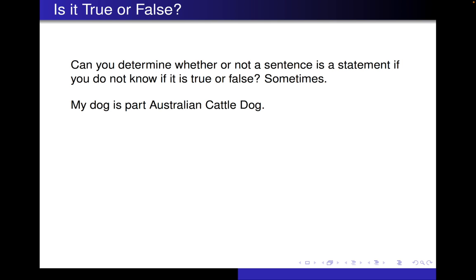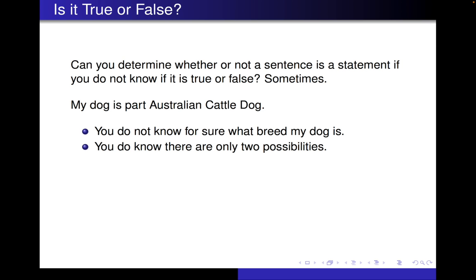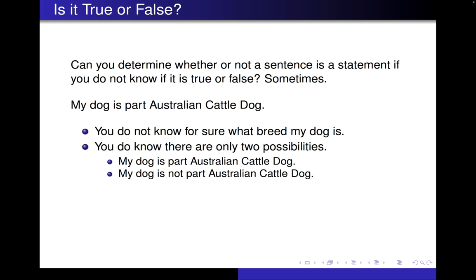Well, you have no idea whether my dog is part Australian cattle dog or not. You don't know what breed my dog is at all. However, you do know there are only two possibilities. Either my dog is part Australian Cattle Dog, or my dog is not part Australian Cattle Dog. In either case, that is going to be a statement. If my dog is part Australian Cattle Dog, that means it is going to be a true statement. If my dog is not part Australian Cattle Dog, that means it's a false statement. But in either case, the sentence is a statement. So even if you can't tell whether the sentence is true or false, you can still tell whether or not it is a statement.